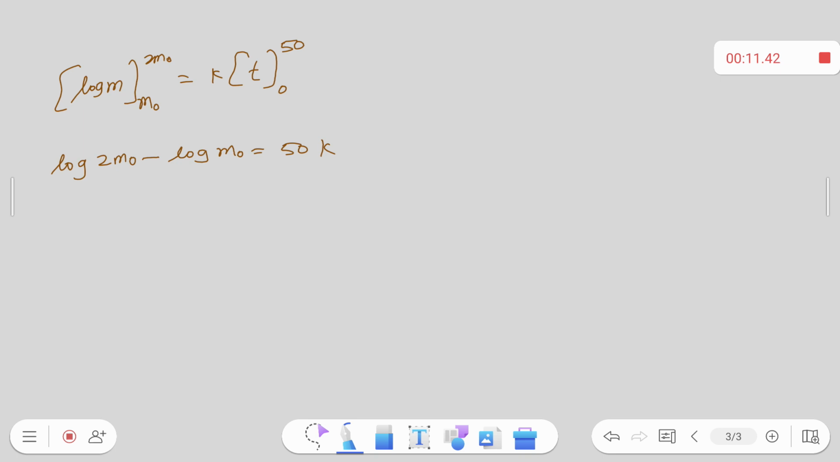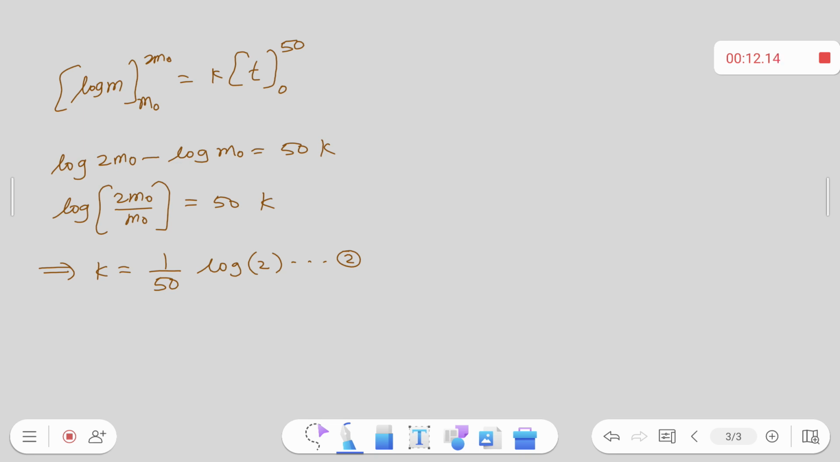And as we know, log a minus log b, what is it? Log a upon b. Okay, log 2m0 by m0 is equal to 50k. So k is equal to 1 upon 50 log of 2 only. So from the first two limits, here we have the unknown: k is equal to 1 by 50 log of 2.